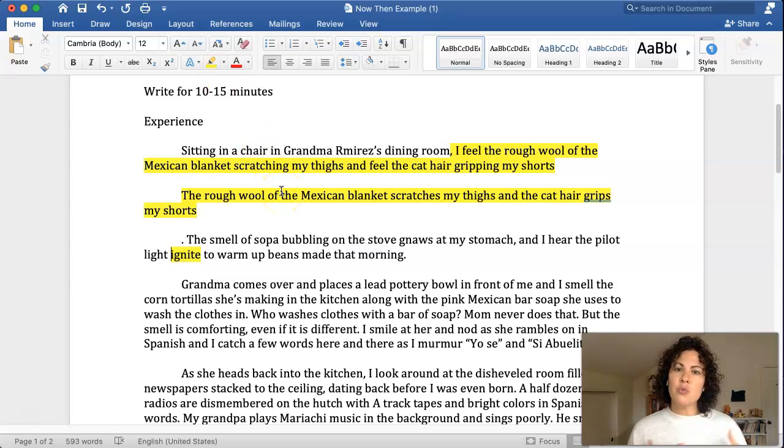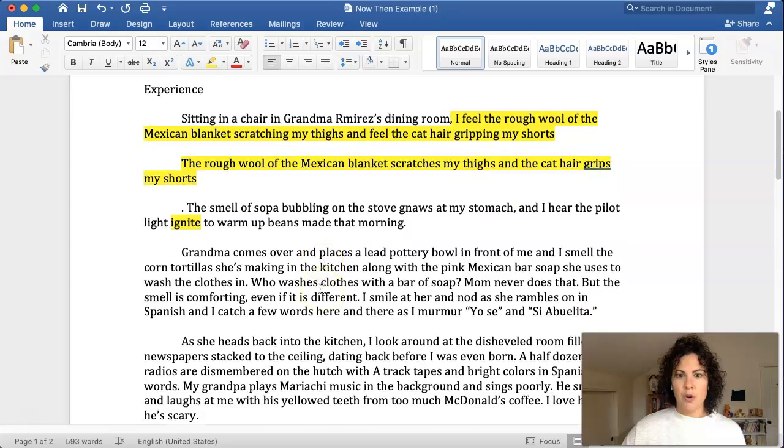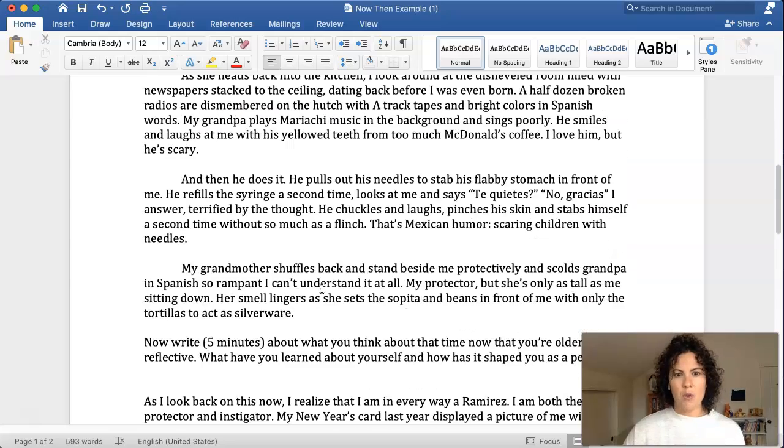So I want you to take a few minutes, read over your writing, make a few changes as I did, and then come back. So go ahead and pause and come back. Hopefully you have done that. Hopefully you've made some revisions to your writing as we go through. And now we're going to do a little bit more writing.